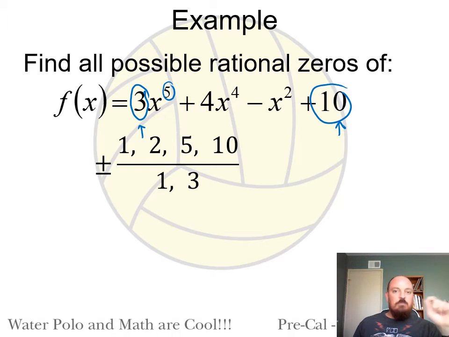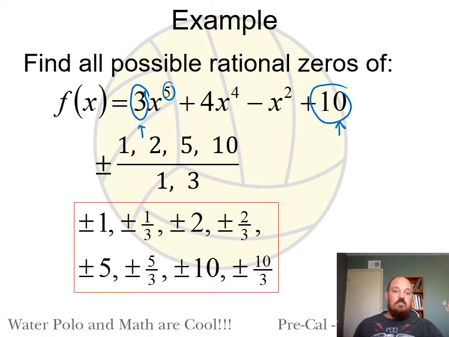What you want to do is make every possible fraction out of those numbers with a plus or minus. So basically this would be my final answer. I said plus or minus 1, and that comes from putting 1 over 1.